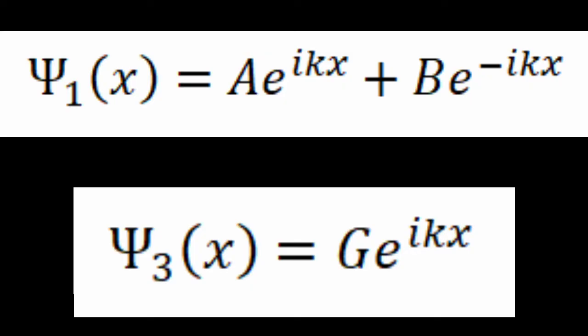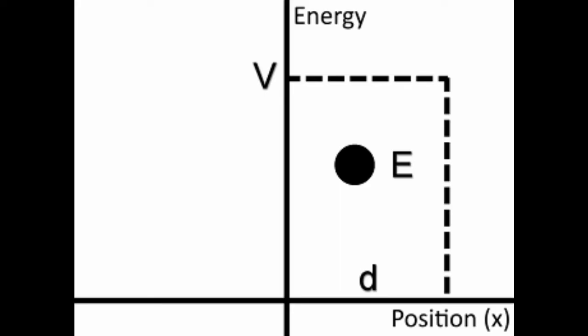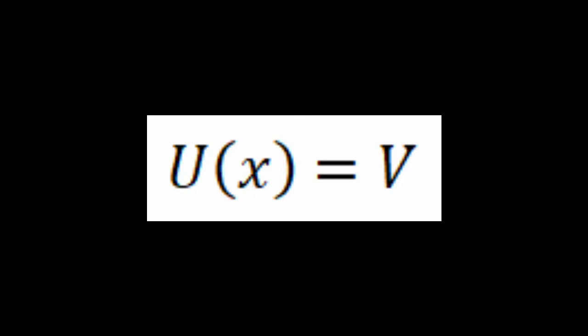So now we have these two wave functions for both regions 1 and 3. Now we need to find out what's going on in the middle of the plot. We need to see what's happening with the barrier. For region number 2, the electron is inside the barrier now, because E is less than V. Once again, we begin with the 1D Schrödinger equation. However, U of x is not 0, and is in fact equal to V. So now we have to consider that middle term.